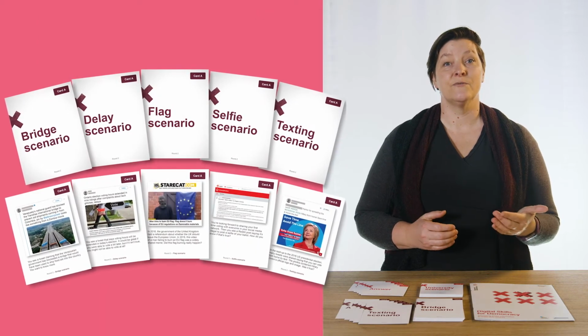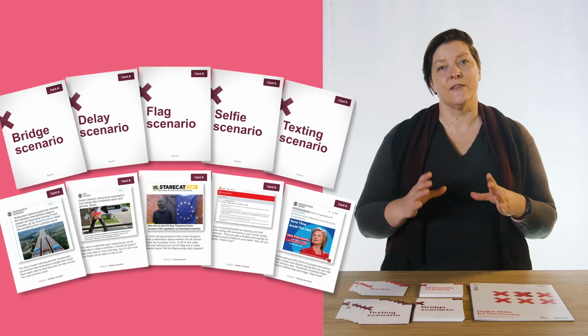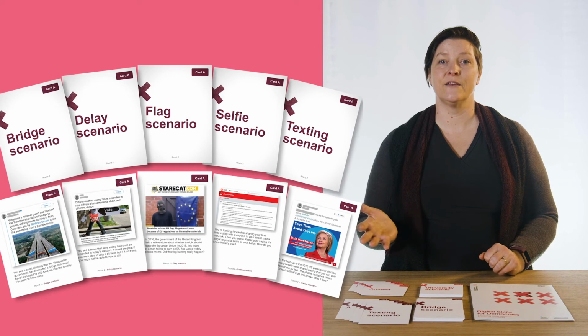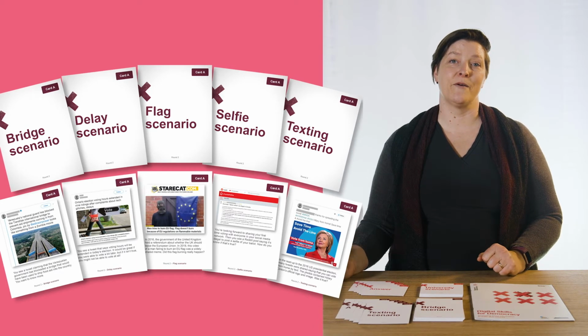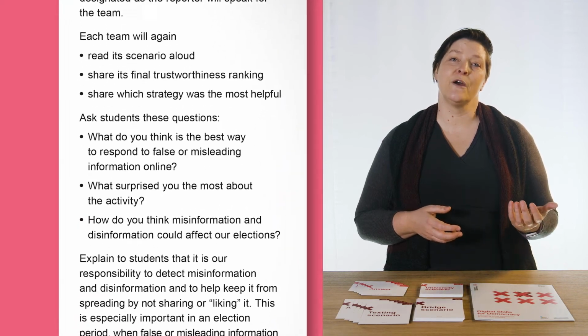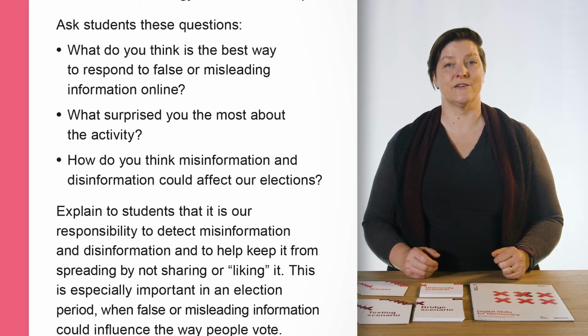In round 2, we used real-life examples. It works just like the first, but the cards are a little bigger, and we've included visuals from real life. As an extension, your students can actually look up all of these scenarios to find out more about them. At the end of round 2, have students again read their scenario aloud, give their final trustworthiness ranking, and share which strategy they found the most helpful. Just like in round 1, some students might finish before others, and you can extend their thinking with the consolidation questions to keep them engaged.